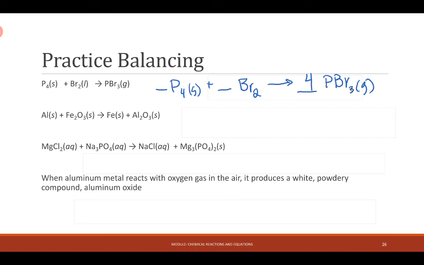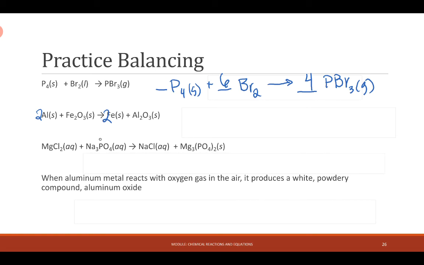4 times 3 is 12. And 6 times 2 is 12. And so now that should be balanced. On this side, let's see, it says Al2, Fe2O3. The oxygens are already balanced. It's really just the iron and the aluminum that need balanced. I'm going to need 2 aluminums over here and then 2 irons over here to balance out my equation.